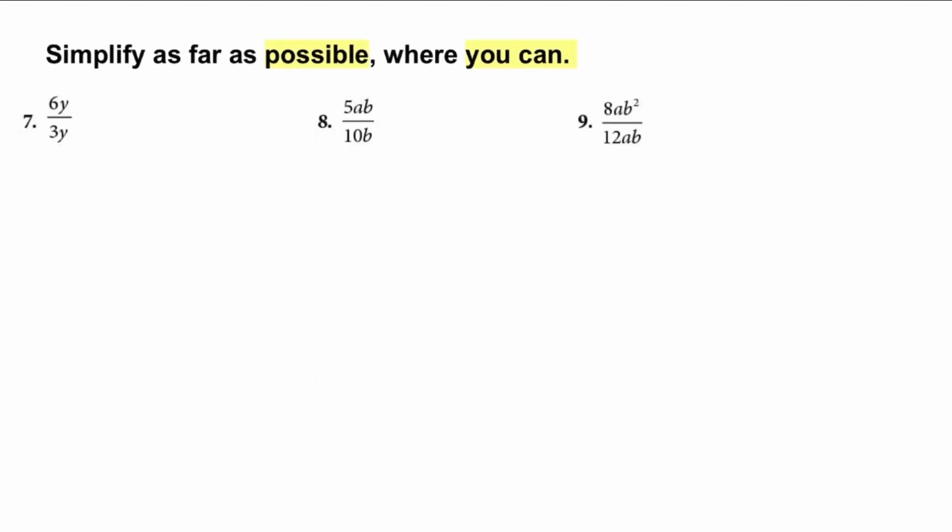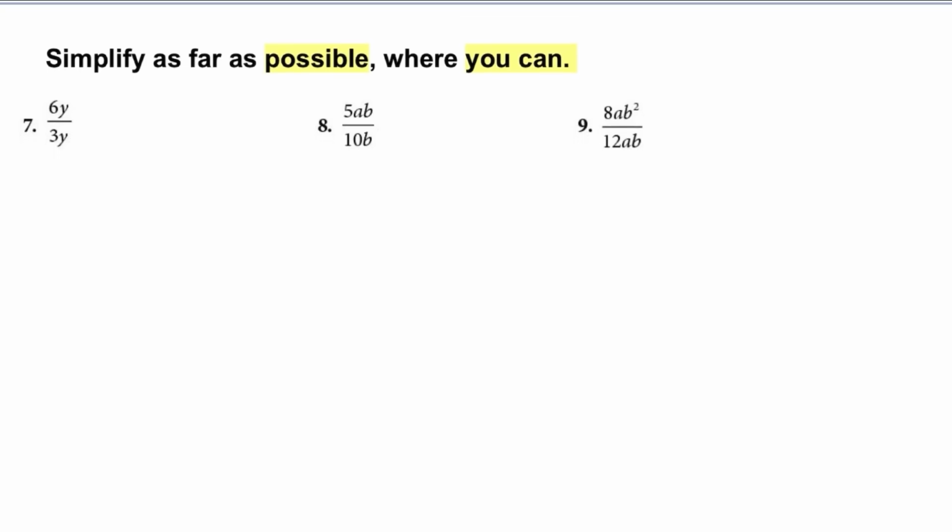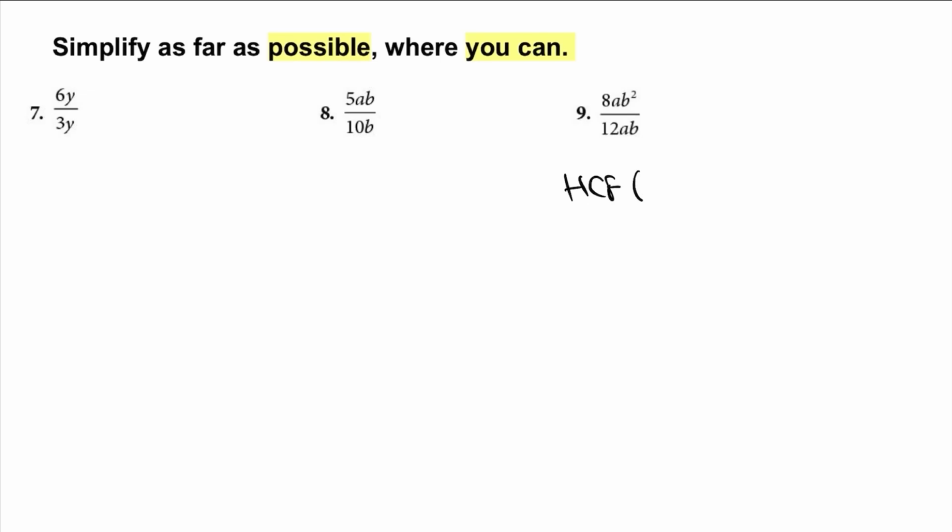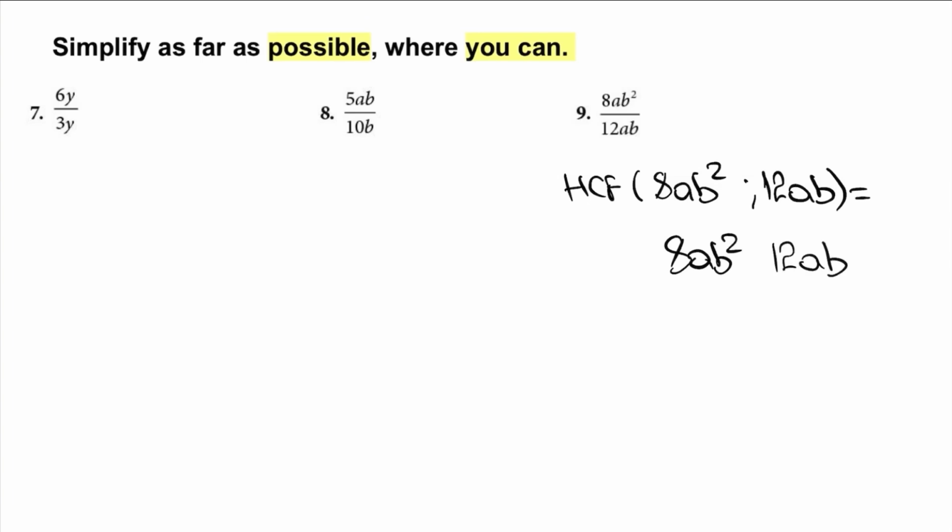Questions number 7 and 8 are yours. Let me explain number 9. HCF of 8ab squared and 12ab. Okay, in this question, we know that numbers 8 and 12 are both divisible by 4. So let's divide them by 4. Then we get 2ab squared and 3ab. Now, we don't have any common number which is divisible by both 2 and 3.